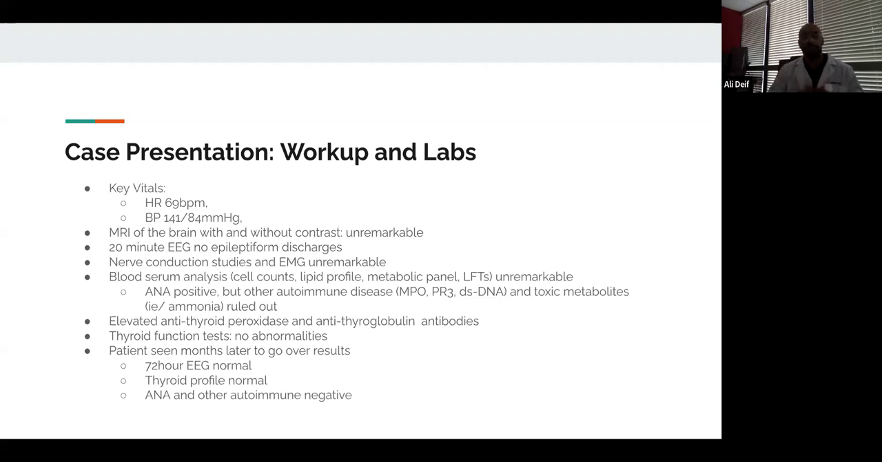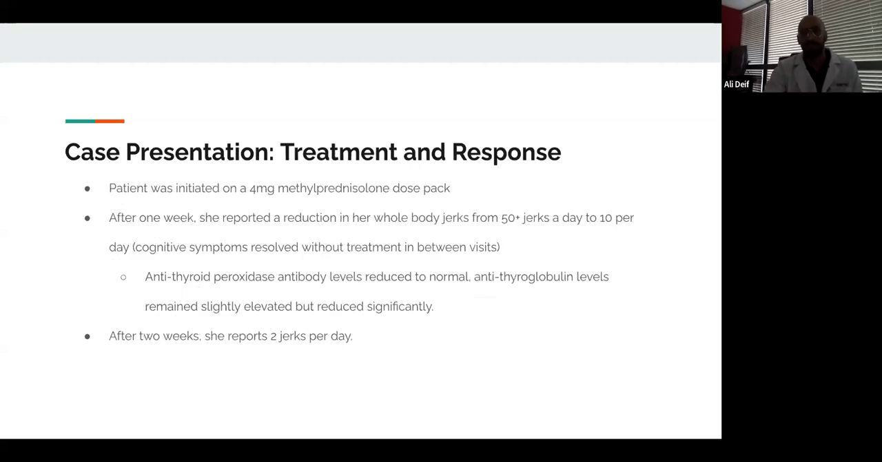Following that, the patient was seen months later to go over her results. She did a 72-hour EEG to further evaluate the myoclonic jerking, which was unremarkable. Her thyroid profile was again unremarkable. This time we repeated the blood serum analysis, and her anti-nuclear antibody was negative. So how do we get into managing this patient then?